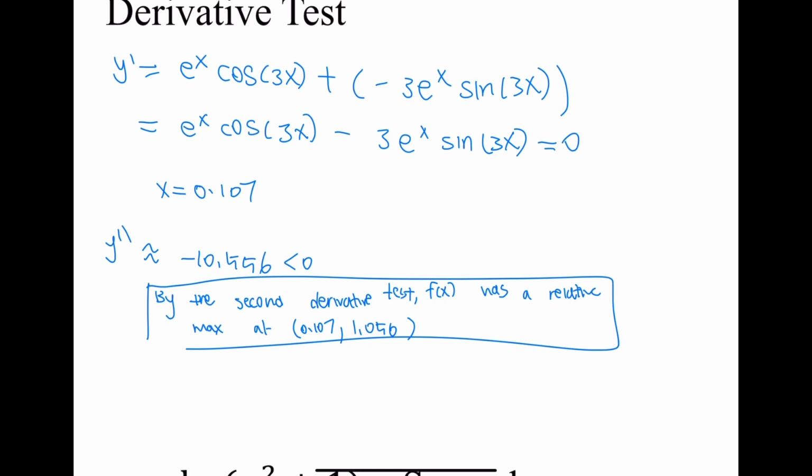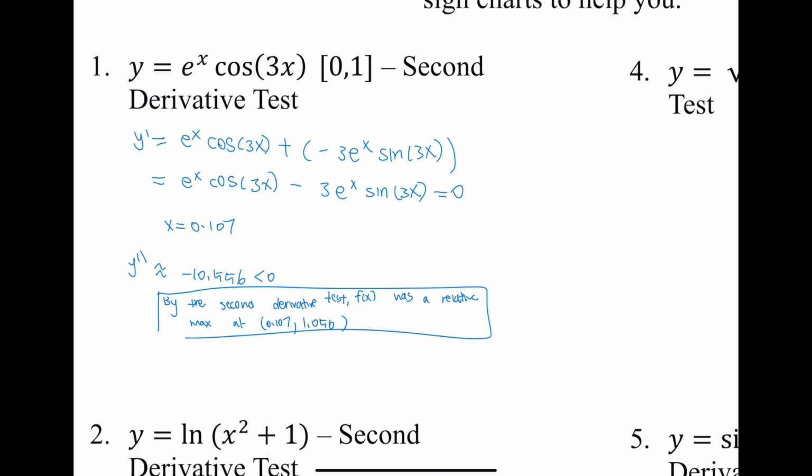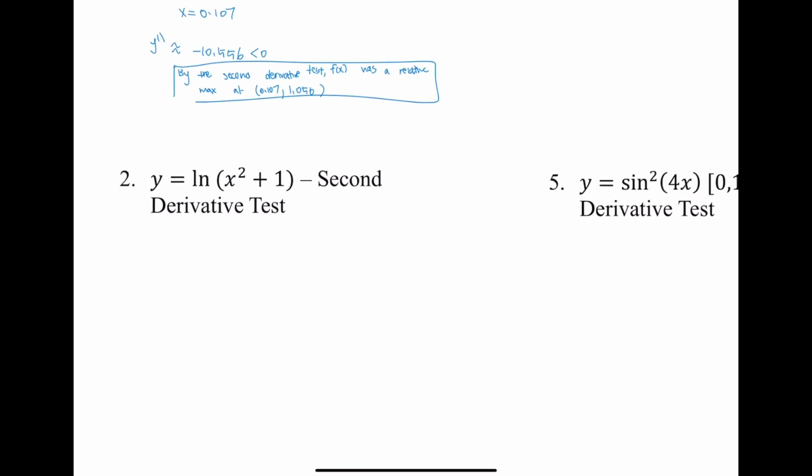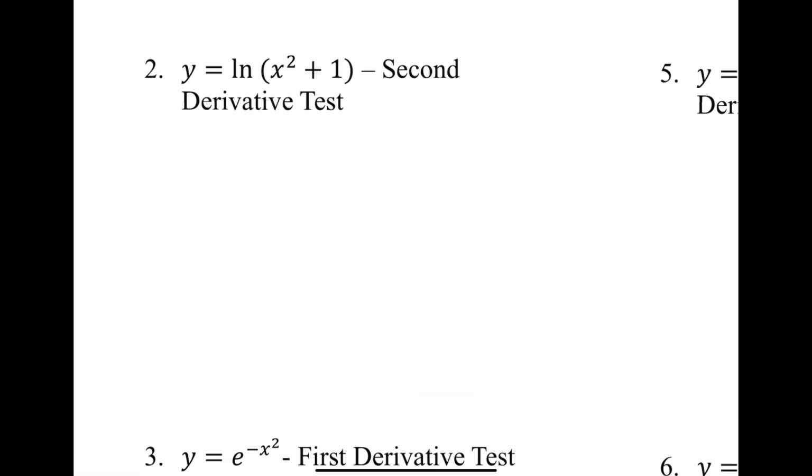Usually you would have to write a full conclusion or justification on the second derivative test. You have to say, by the second derivative test, f of x has a relative maximum at whatever point, because at that point f prime of x is equal to 0 and f double prime of x is negative. You have to write all that, but since I'm writing short solutions for a lot of these problems, I'm not going to write a justification for each, but you should be, and you should be doing this on your exams as well. Just remember that.